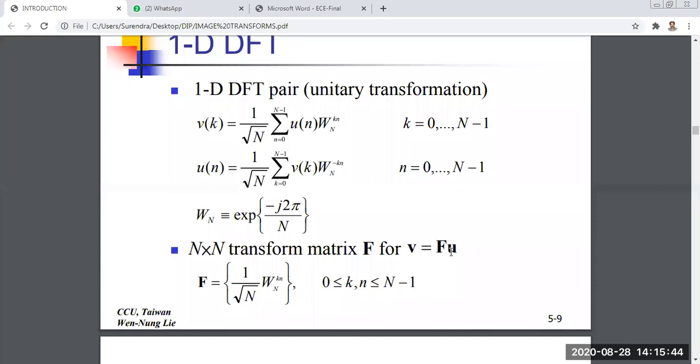capital F inverse into V. However, in both cases we are using one matrix that is called the Fourier transform matrix, or one-dimensional Fourier transform matrix capital F, and this capital F has coefficient values based on your capital N and k value, small zero value, you will get the number of matrix values. So this is about our one-dimensional discrete Fourier transform, not continuous Fourier transform.